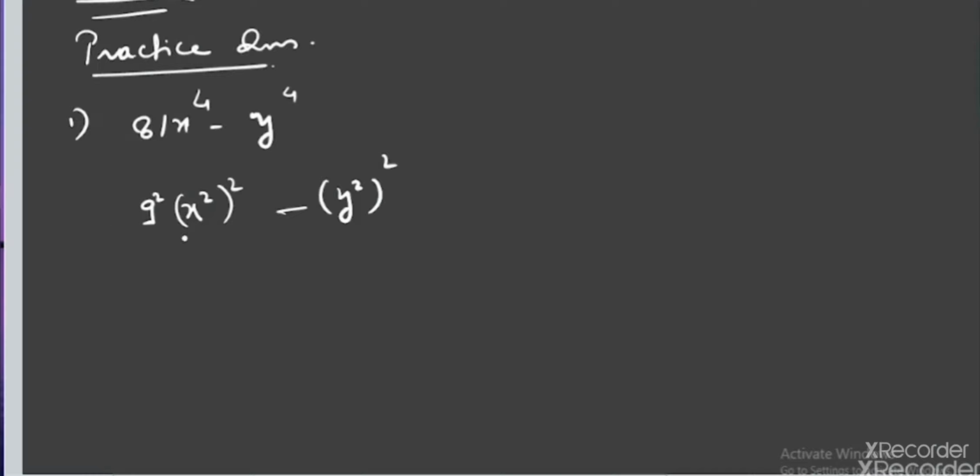So now what we are going to do? We are going to change these two expressions in this form, 9x square to the power square. We are going to take this x square along with this and bring it into the same bracket. So it becomes 9x square to the power square and this becomes minus y square to the power square.